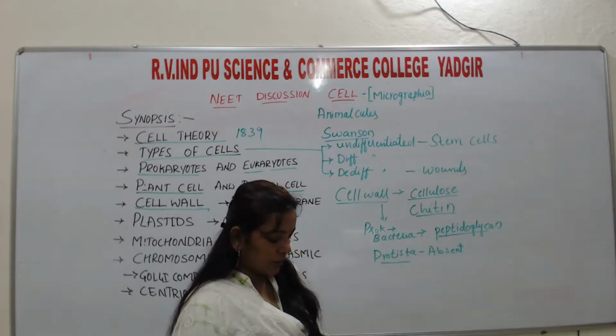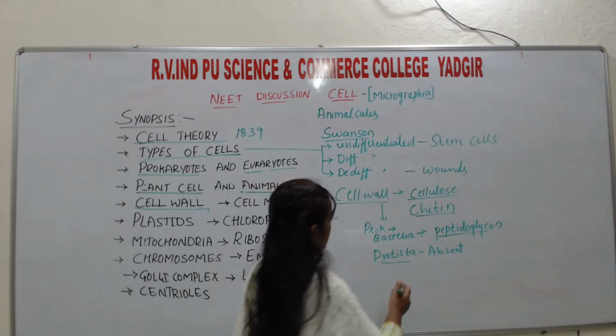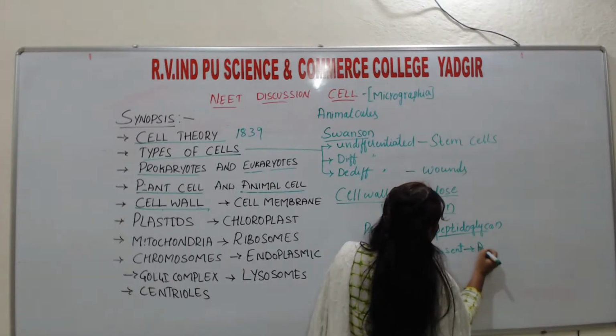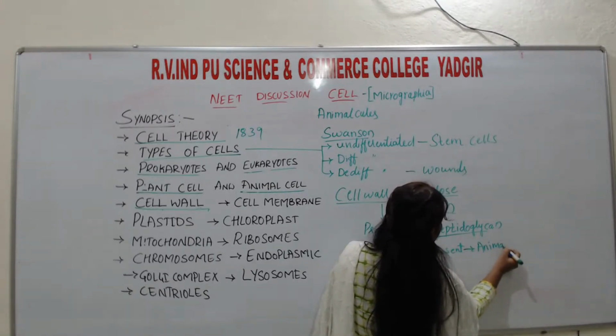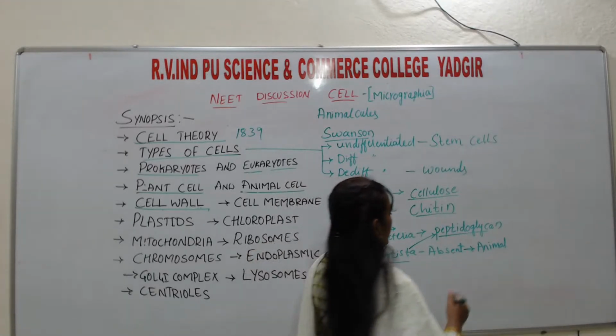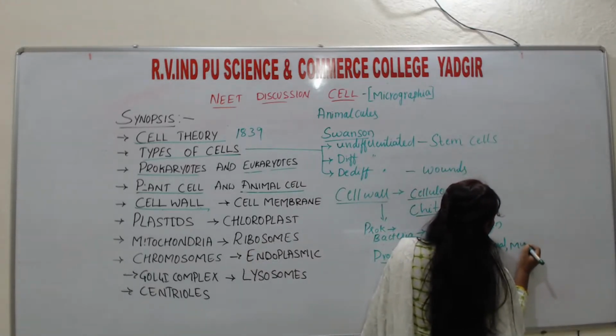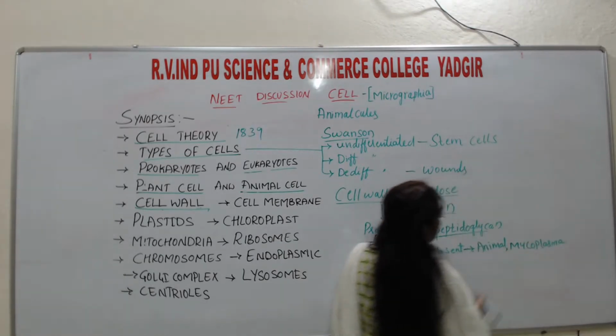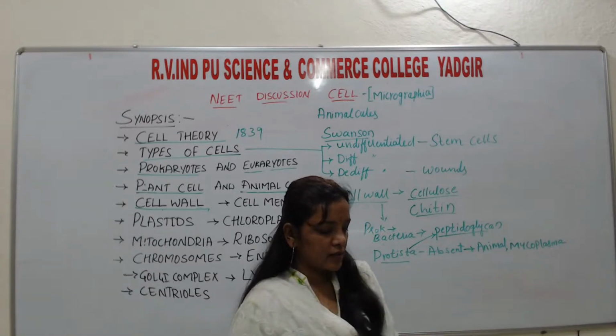In cyanobacteria and a few protista also, it is made up of peptidoglycan, but it is absent in animal cells. Cell wall cannot be seen in animals, and in mycoplasma also it is absent.